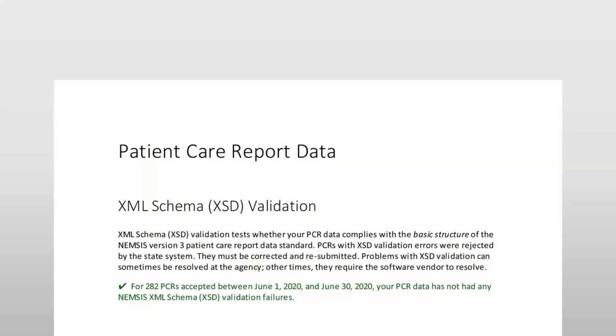First, you'll see a section that indicates if there were any XML schema validation errors. And for most agencies in the state, there were no errors during the time period that was assessed. If you did have some schema validation errors, again, those messages are kind of cryptic, so get in touch with your vendor or Oregon EMS data staff. They'll be happy to help you interpret and resolve those XSD validation failures.